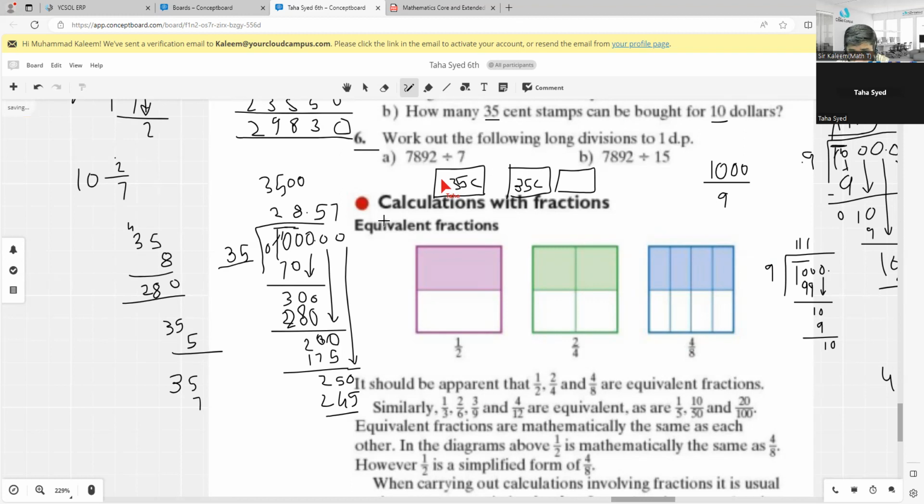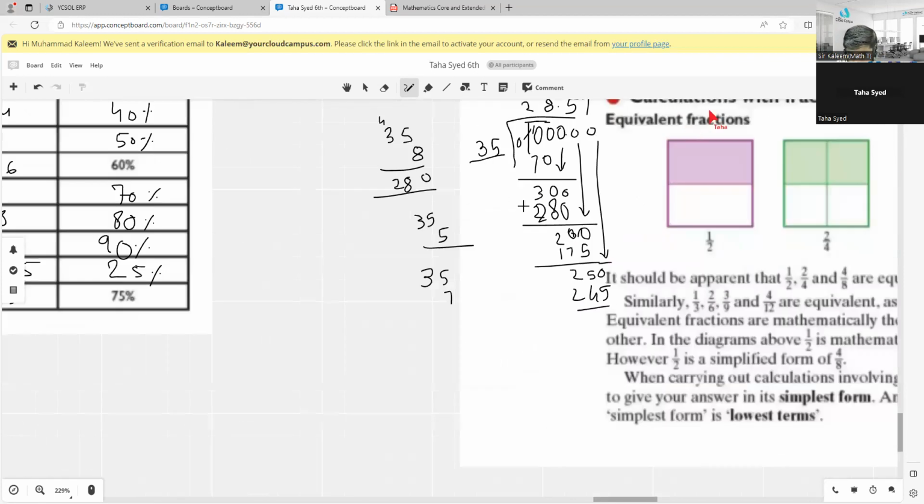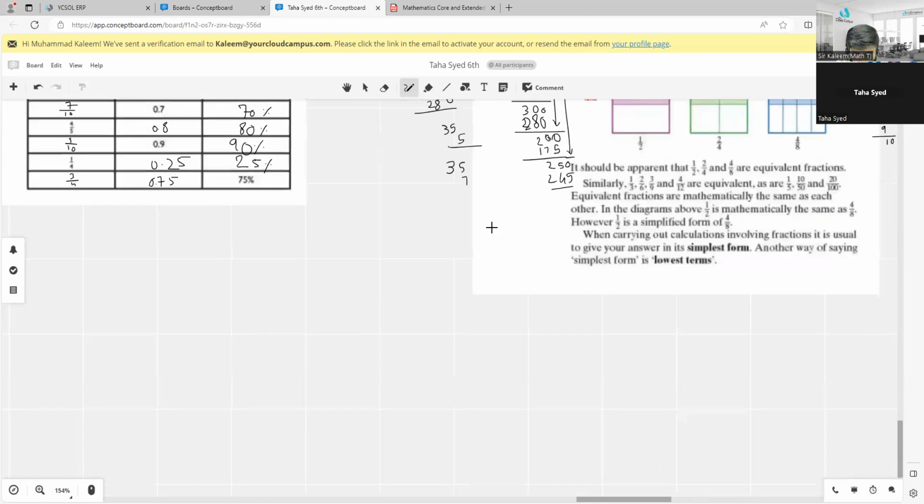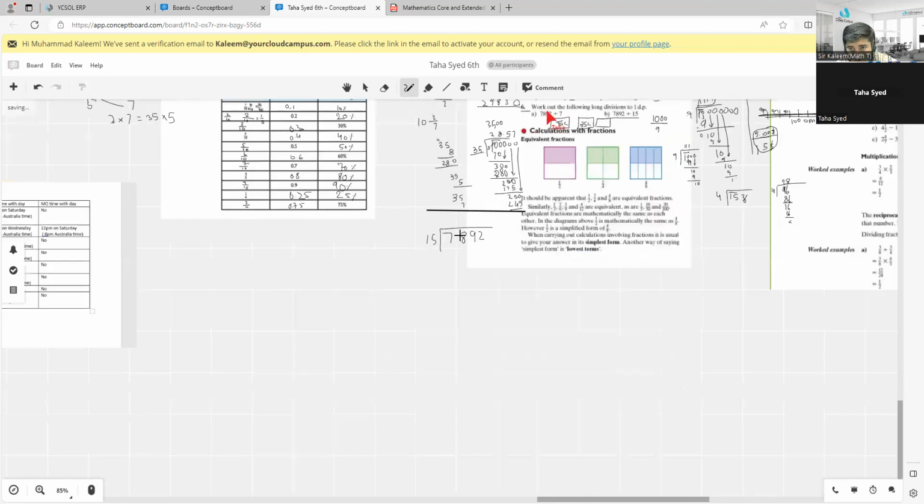Okay, let's move on to question number 6. You just have to work out the following long division to one decimal place. I think you can easily solve this one. Just solve it. 7,892 divided by 15. You have to divide here. Let me write here. Just give me a second. 7,892 divided by 15.